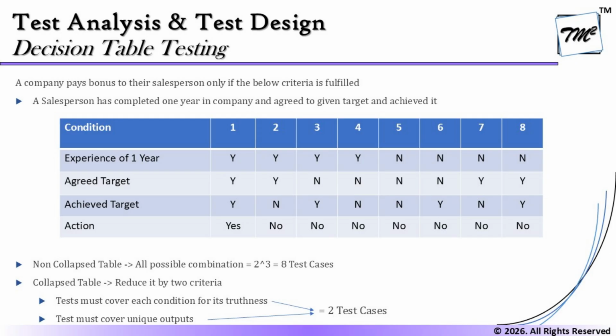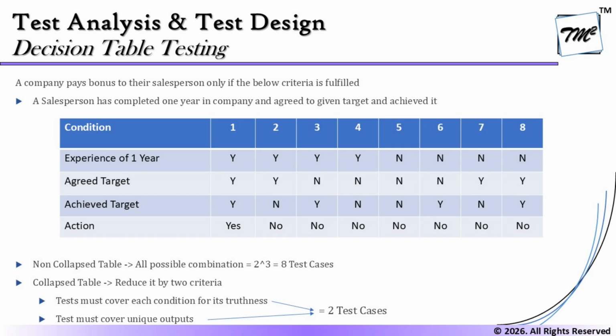So now if you see there are three conditions, so 2 raised to 3, the possible number of test cases is 8. Now the non-collapsed table is very simple. All possible combinations, that is 2 raised to 3. So 8 test cases would be a part of it, right? But when it comes to the collapsed table, as we said, there are two major criteria to be fulfilled. Number one, that the test must cover each condition for its truthness.